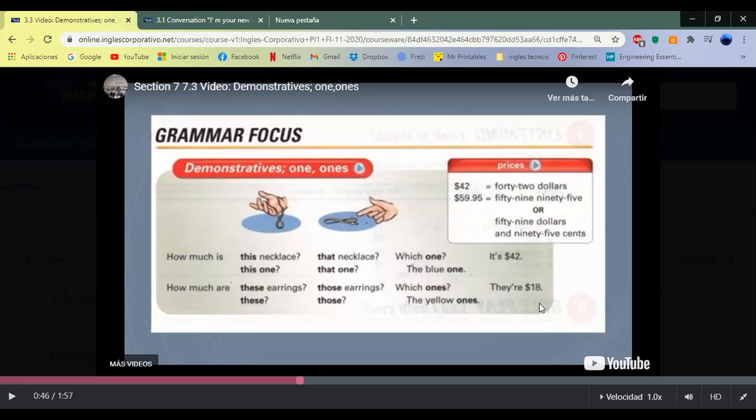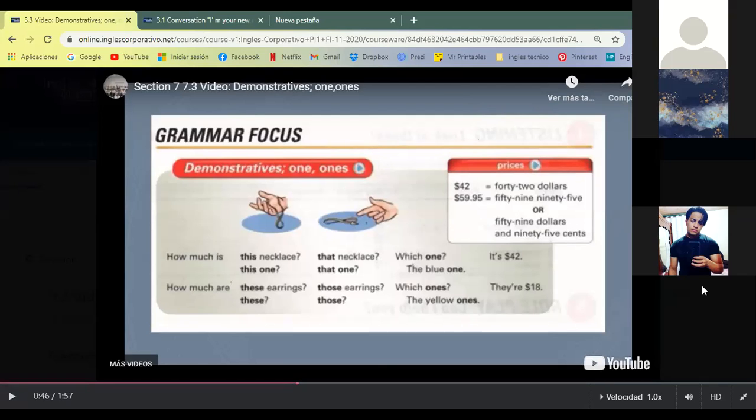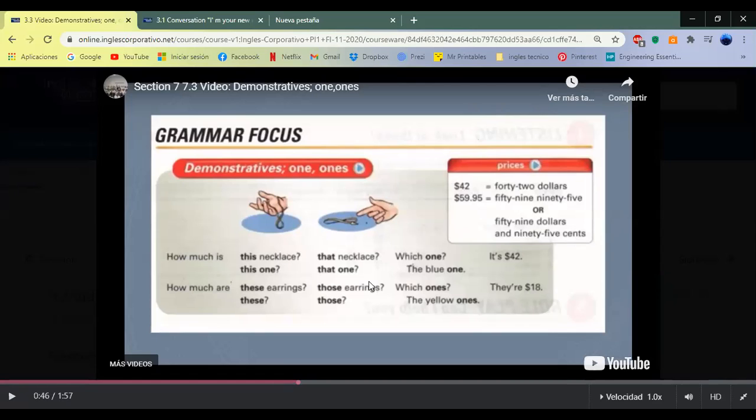Excellent. Thank you. Okay, when we're talking about prices, it's really important for us to say if we're talking about dollars or pounds, euros, etc. Because if you only say 42, we may be thinking 42 what? 42 cents, $42. So we need to clarify that, okay? So you can see that here we have this chart that is talking about prices, and let me see, we're going to have Josue Mauricio. Can you read it, please?